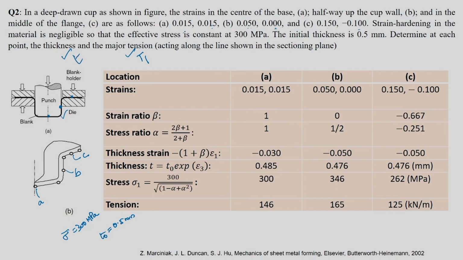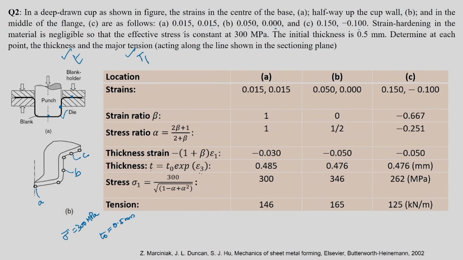So how do we go ahead? The strains are given, so directly we start getting, one by one, what is required. You need to get T, the new thickness, right? The new thickness depends on the original thickness by T equals T naught exponential epsilon 3, correct?